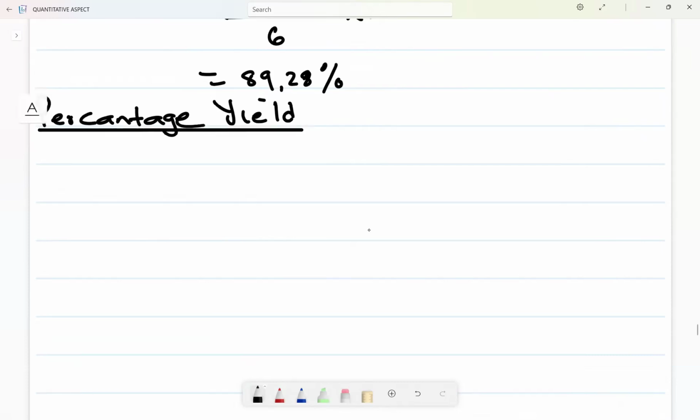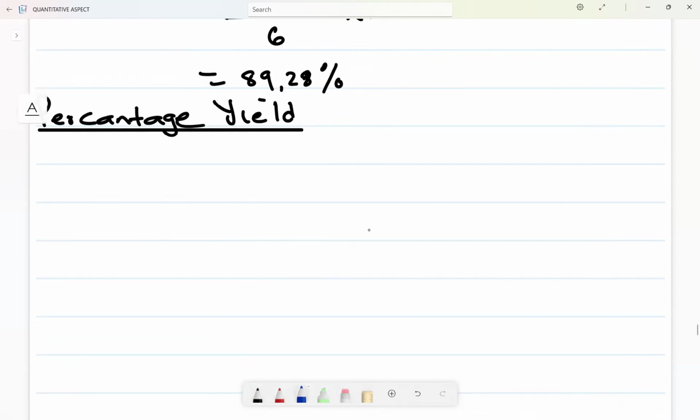On the percentage yield, what do we do? What exactly is percentage yield? So basically, I want you to take this example. Assume that you are in a lab. When you are in a lab, you are planning to go to mining. When you go to mining, you have to do your calculations.